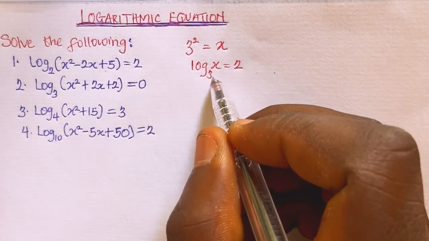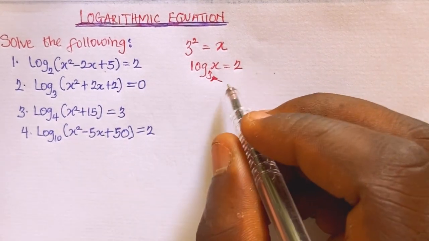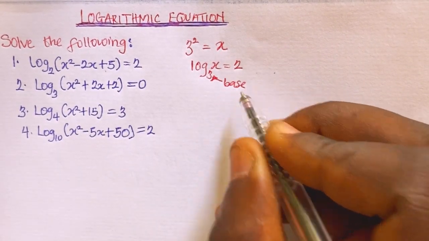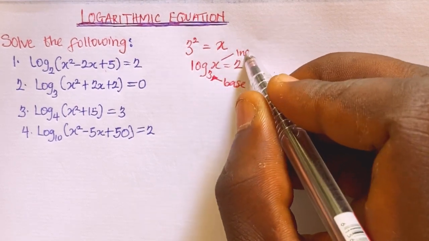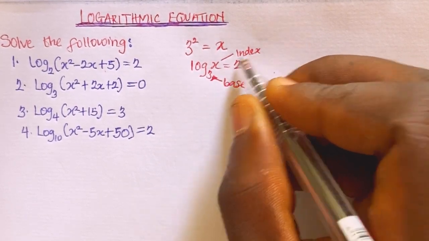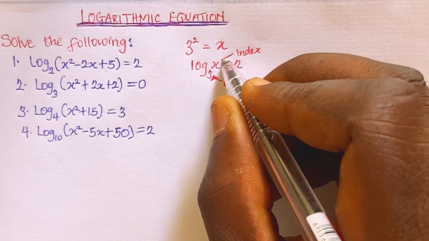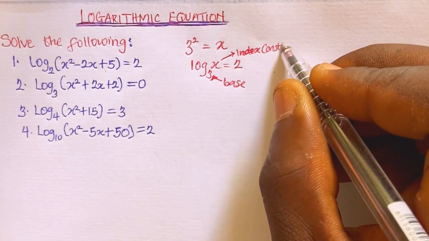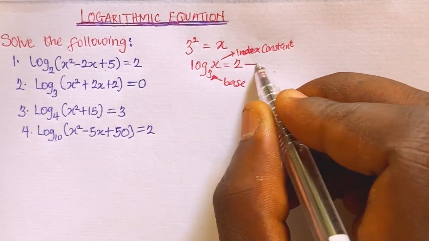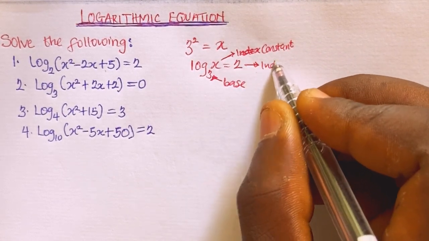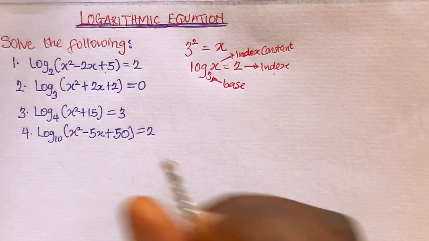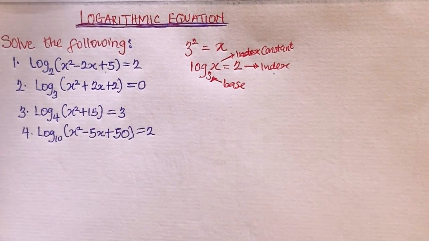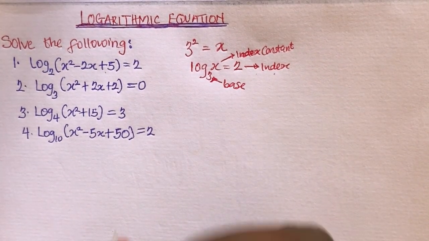What this represents is the base, and this is known as the index. And this is known as, let me call it, the constant. And this one is the index. So the same method is what we are going to apply to this logarithmic equation.